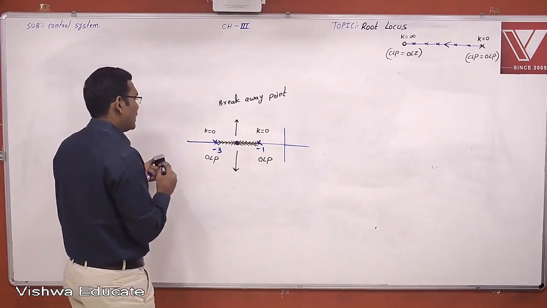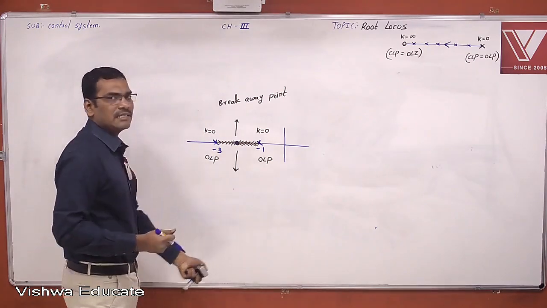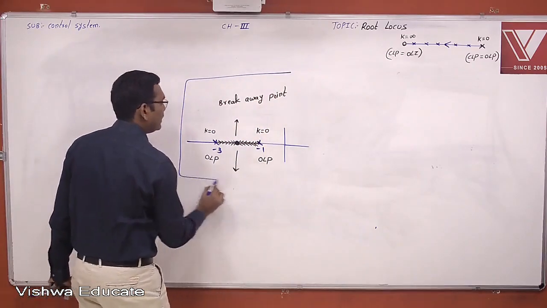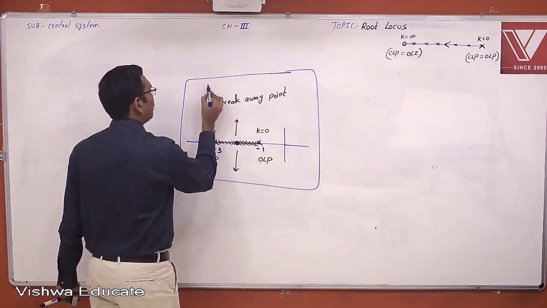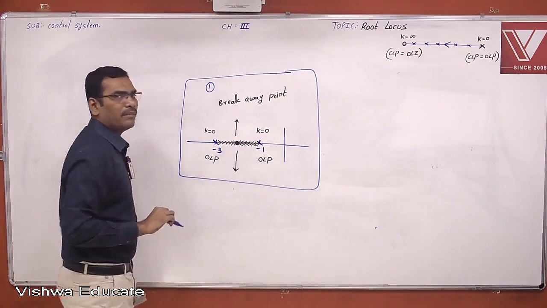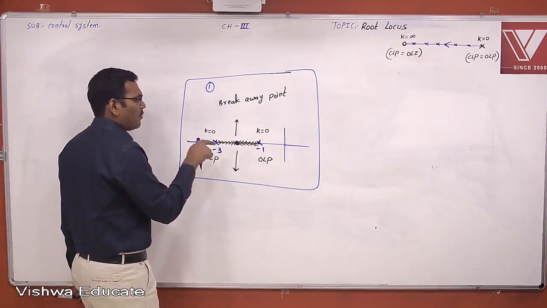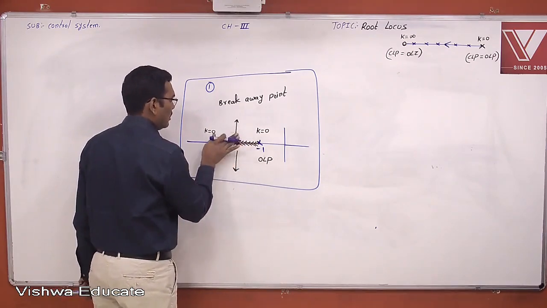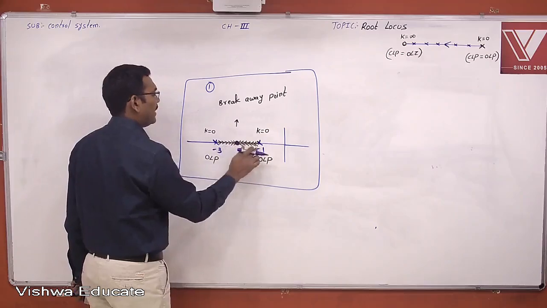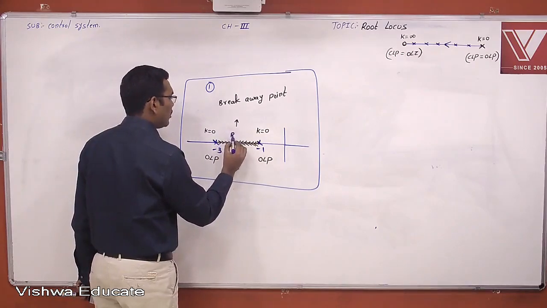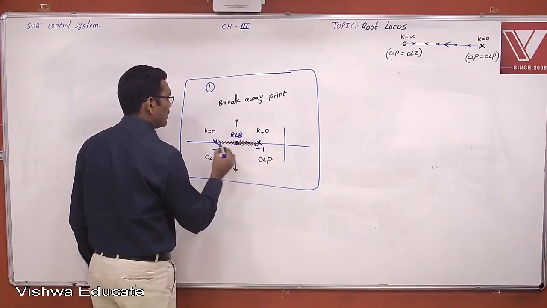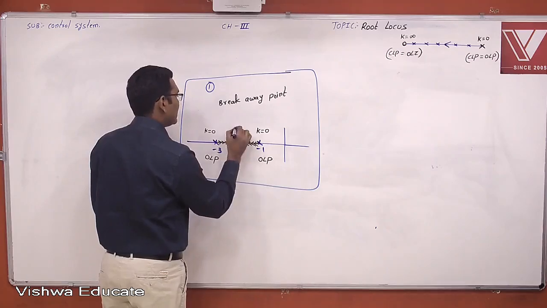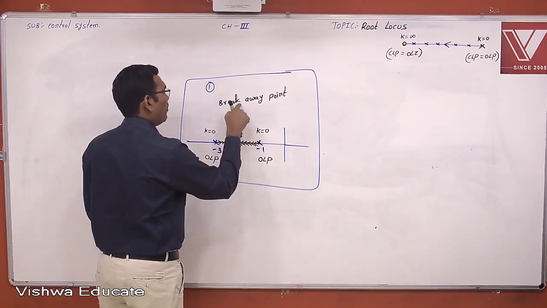This is one shortcut method I am finding, the possibilities of existing breakaway points. This is one possibility. So what is the possibility? There exist two adjacently placed poles. Between them there is a root locus branch. Definitely there is a chance of existence of one breakaway point.